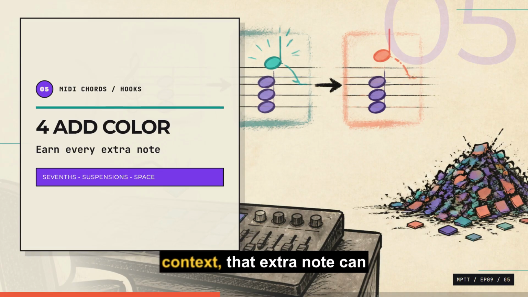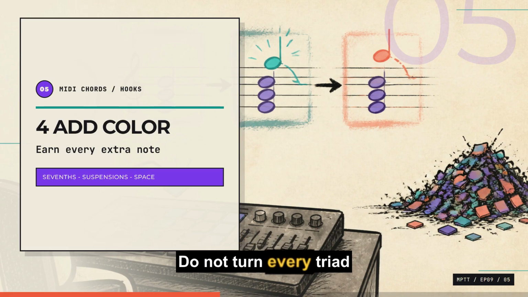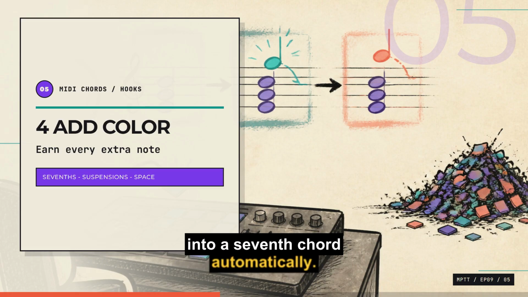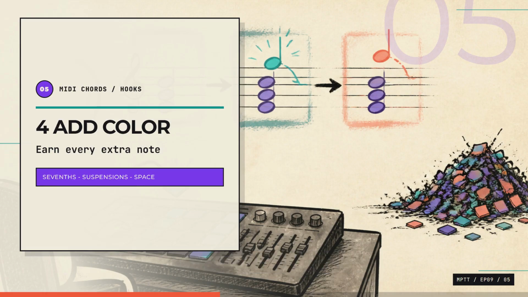Depending on the chord and context, that extra note can sound warm, soft, tense, jazzy, open, or unresolved. Do not turn every triad into a 7th chord automatically. If every chord has the same density, the progression may lose contrast. Try adding color only to the chord that needs attention.